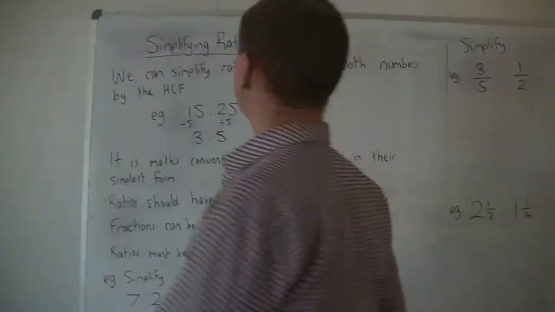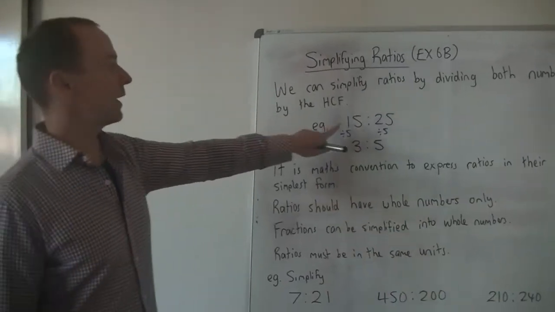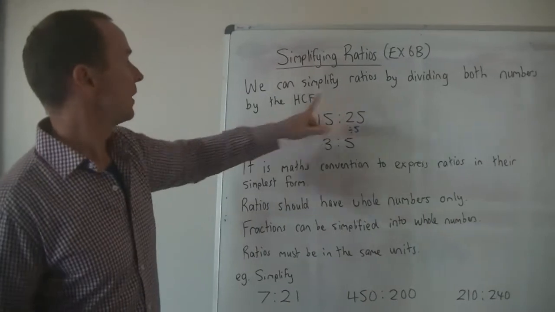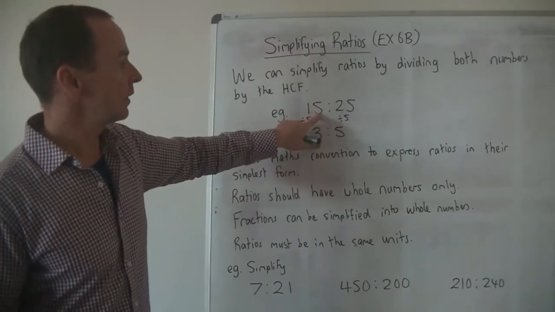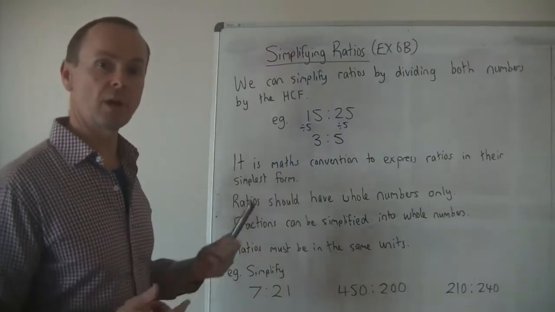Alrighty, so today we can simplify ratios. It's pretty common sense. If you've got a ratio, you divide both numbers by the same number. In this case, the highest common factor, that's what HCF stands for. So you have to look for a factor that goes into both those numbers. If you look for the highest common factor, then you only have to simplify it once.